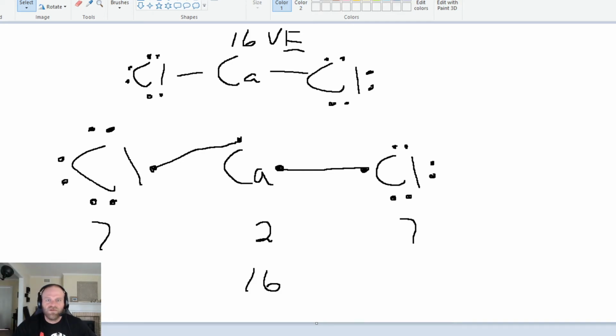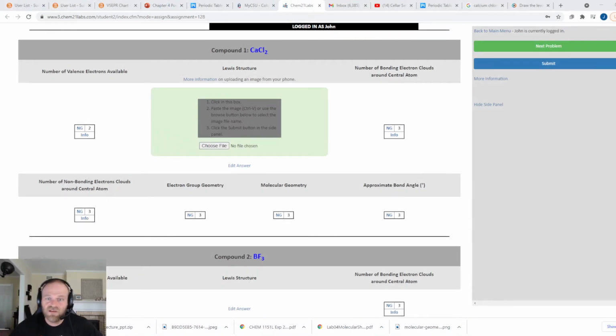I'm not going to go through all that, but just know that you can go find the image, save it, download it, whatever you've got to do, draw it yourself, save that picture, and then upload it here onto Chem 21, right? So that's how I would do it. Everything else you should be comfortable with.